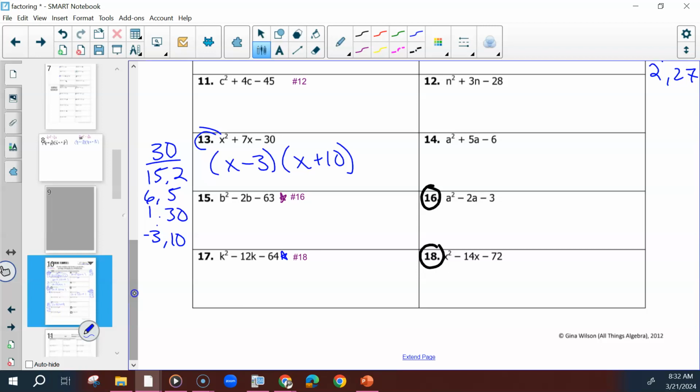14, okay. Factors of 6. 2 and 3, and 1 and 6. Which of those could be used and which one would be negative? 1 and 6. Which one would be the negative? Negative 1. So a minus 1 and a plus 6.